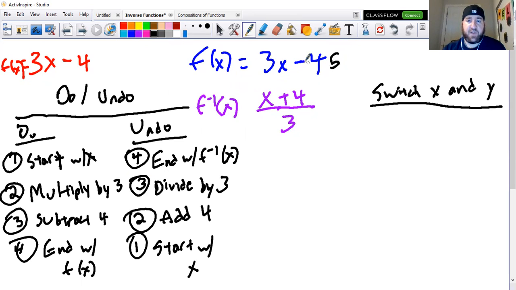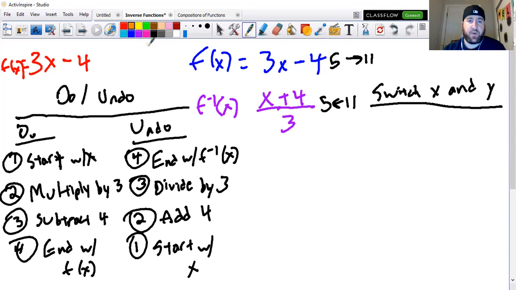Okay. If I plug in 5, 5 times 3 is 15, minus 4 is 11. So I plugged in 5, got 11. So the opposite should be true down here. If I plug in 11, I should get 5. 11 plus 4 is 15, divided by 3 is 5. Okay.